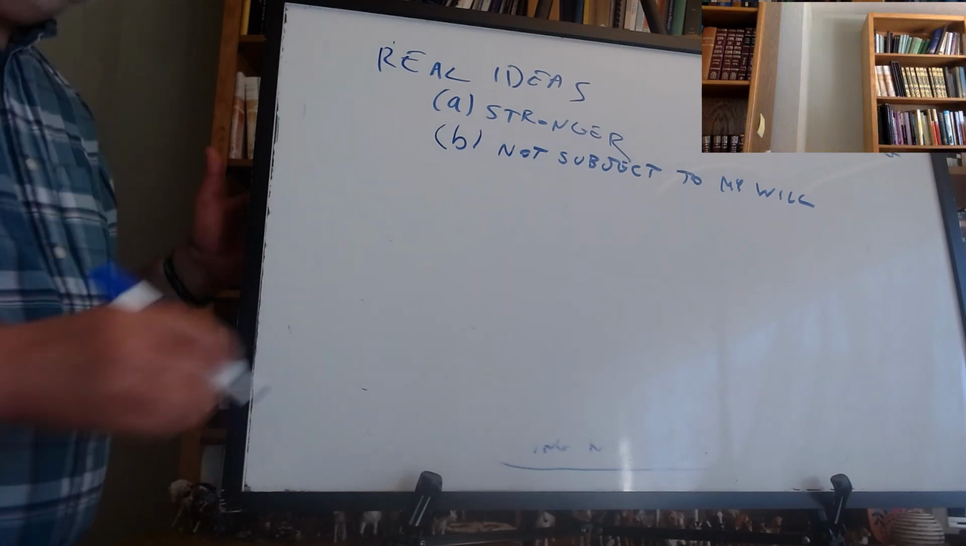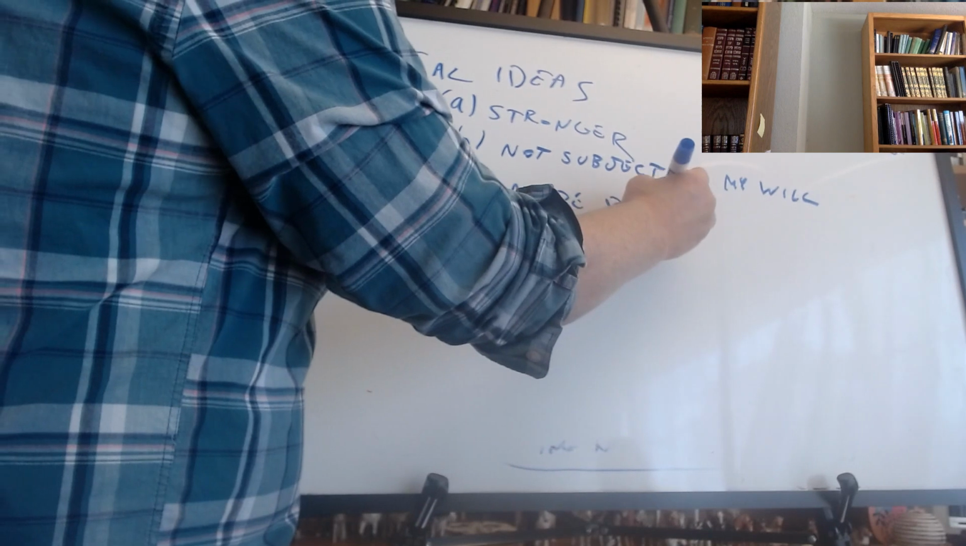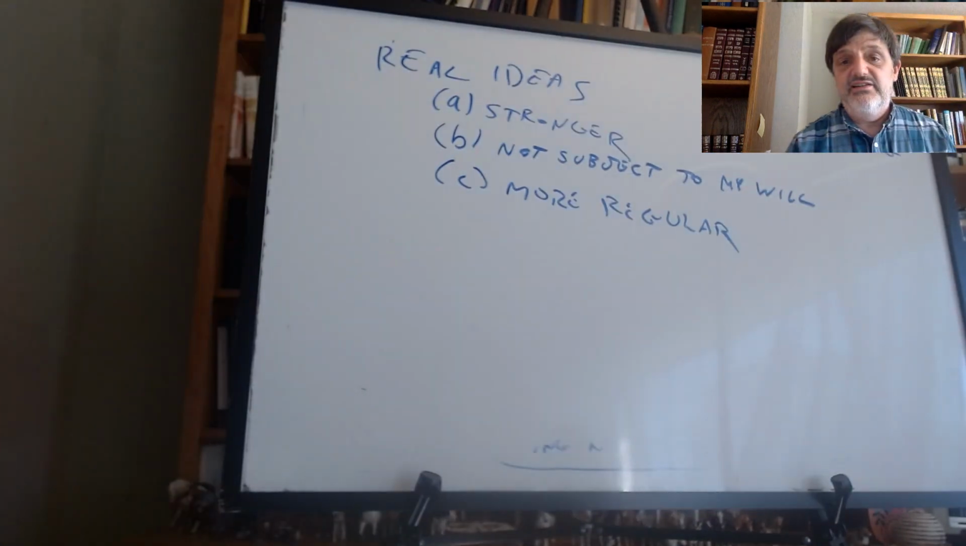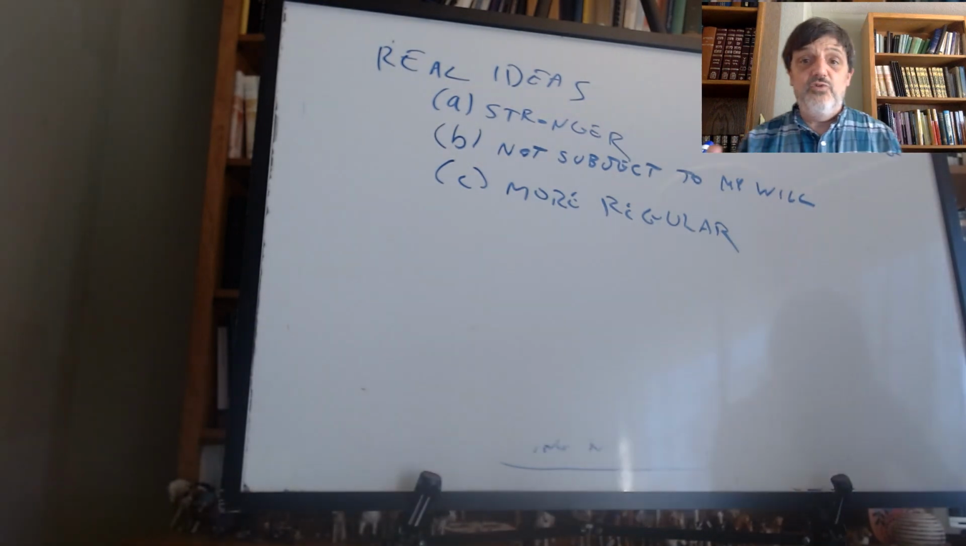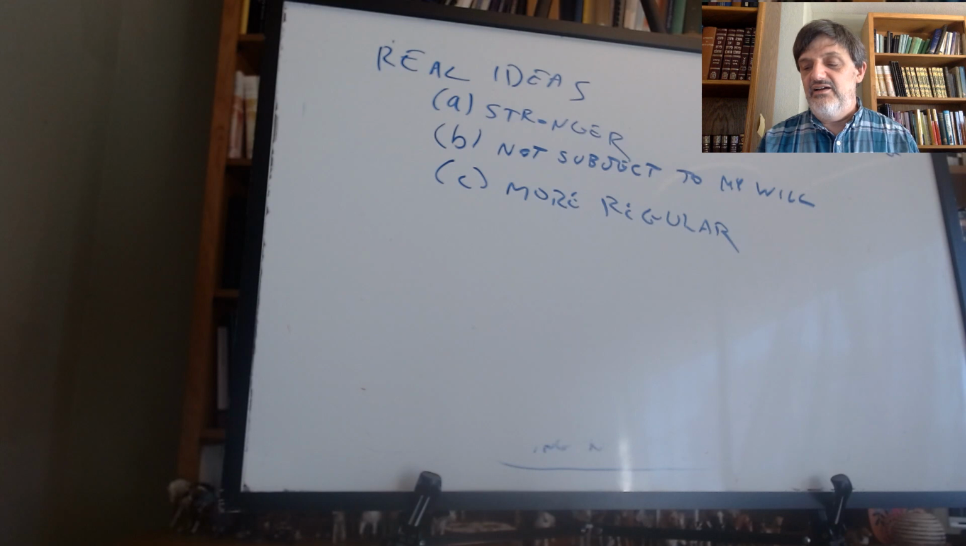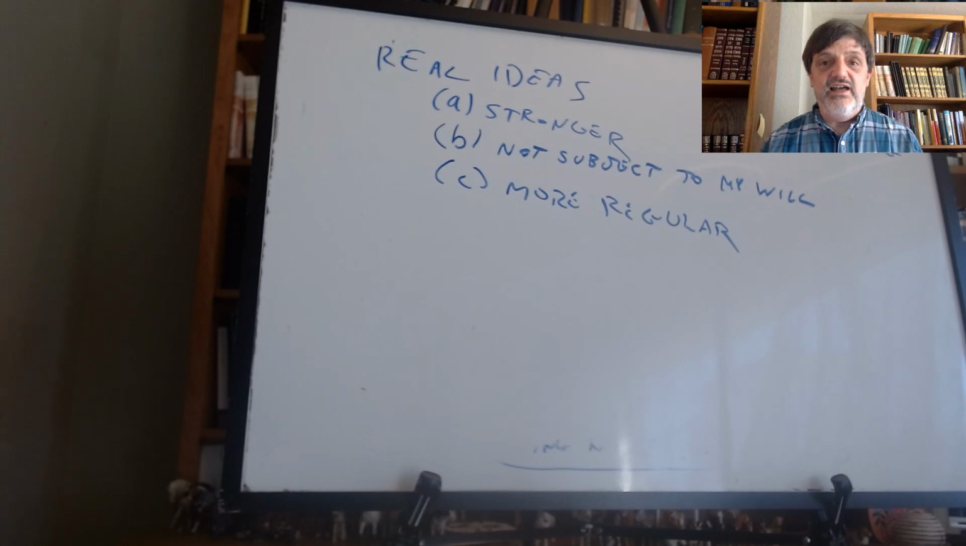And finally, the real ideas are more regular. Of course, the unreal ideas have some order that they come in. Sometimes it's a pretty strict order, like when I'm thinking out a demonstration. Other times it's a really free order, like when I'm just daydreaming. They have some order they come in, but compared to the real ideas, Berkeley says, their order is pretty loose. The real ideas are strictly regular.